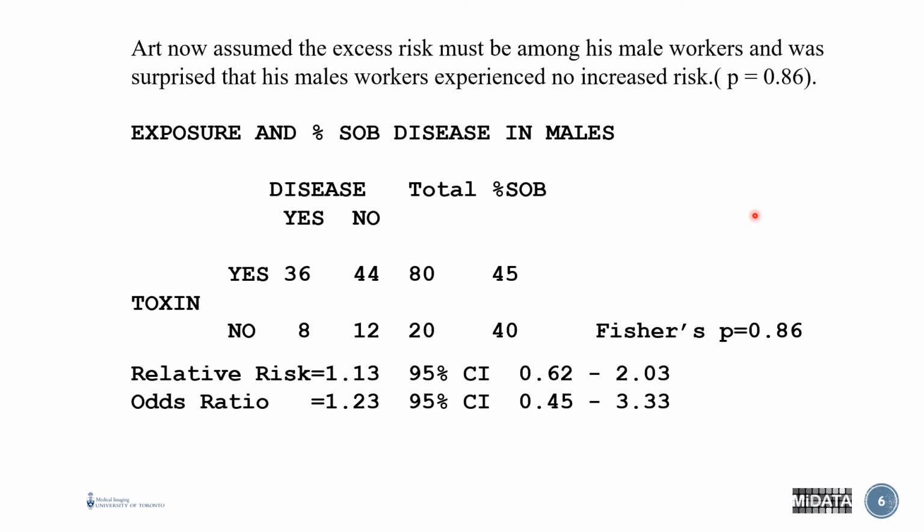So Art now assumed the excess risk must be among his male workers and was surprised that his male workers experienced no increased risk, with a p-value of 0.86. If we look at the exposure and SOB disease in males, disease yes, no, toxin yes, no, for the total SOB, you have 45% when exposed and 40% when not exposed. Fisher's exact shows you that it's not significantly different. Your relative risk and odds ratio are very similar, though your odds ratio is a little bit bigger than your relative risk.